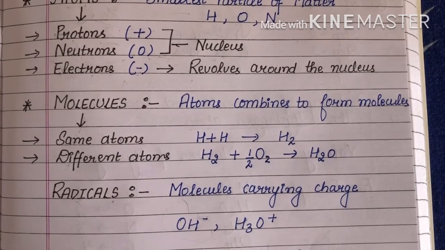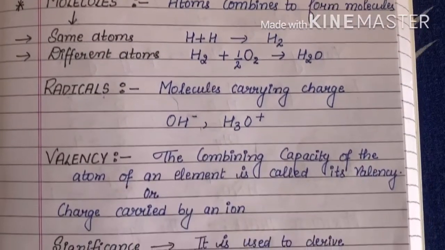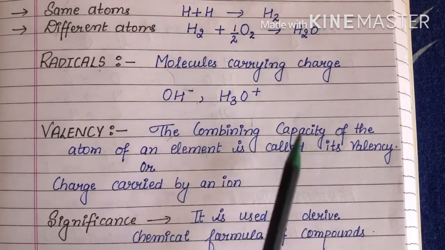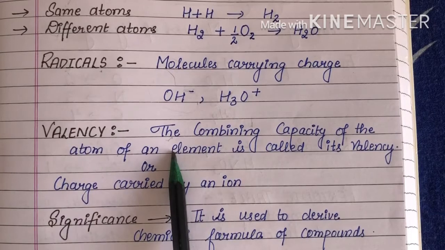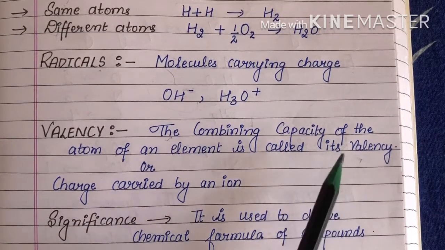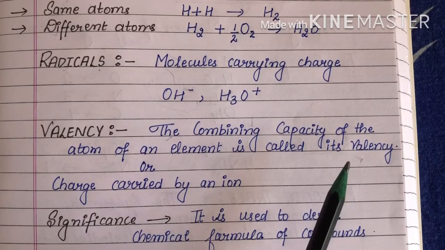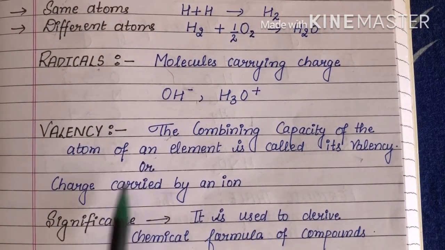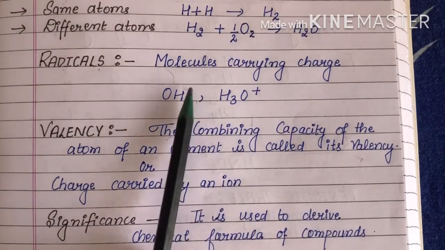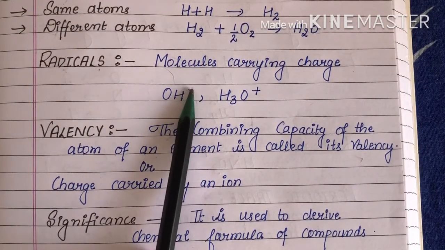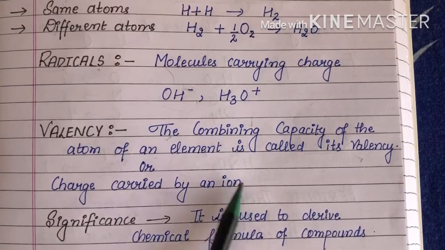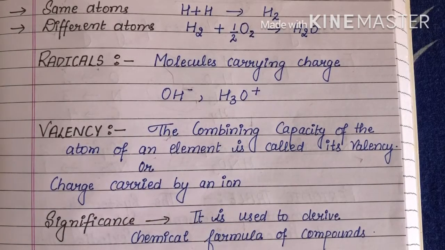So let's start our next topic, that is valency. What do you mean by valency? Valency is the combining capacity of the atom of an element. Means what is the tendency of an atom to combine with another atom? The combining capacity is called the valency of that atom, or we can say that the charge carried by an ion. If this ion has one negative charge, its valency is 1. So the charge carried by an ion also determines its valency.